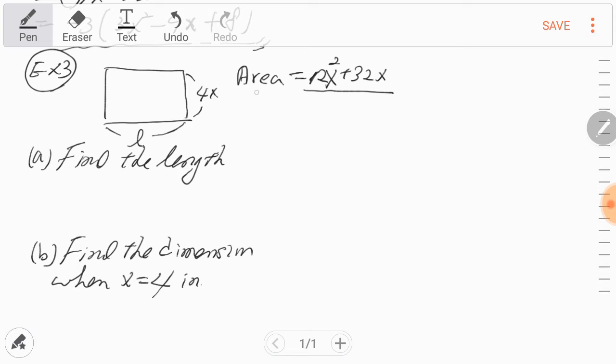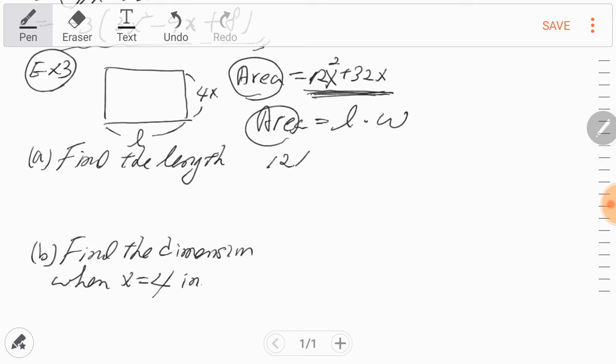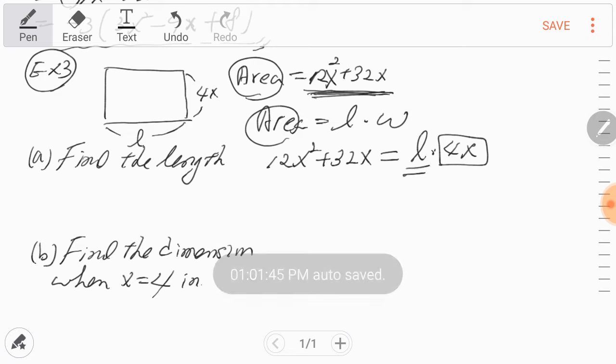Okay, since the area is given, we can write the area formula first. The area formula is area is length times width. So the area expression is given. The expression is 12x squared plus 32x. And this is equal to length times the width. The length is this, the width is 4x. So in order to find the length, we can factor the left-hand side.